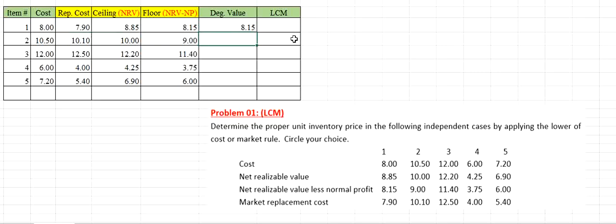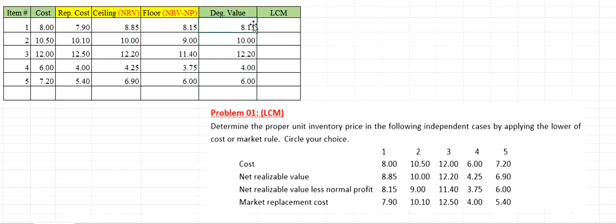Then we have 10.10, 10 and 9 in the item number 2 row. So which one is mid? Definitely 10.00 is the mid value because 9 is smallest and 10.10 is the highest value. For item 3 we have 12.50, 12.20 and 11.40, so our mid value is 12.20. For item 4 it is 4, 4.25 and 3.75, so 4.00 is our mid value. And for item 5 it's 5.40 the replacement, 6.90 the ceiling, and 6 the floor. So 6 is our mid value. So we got the mid values here.